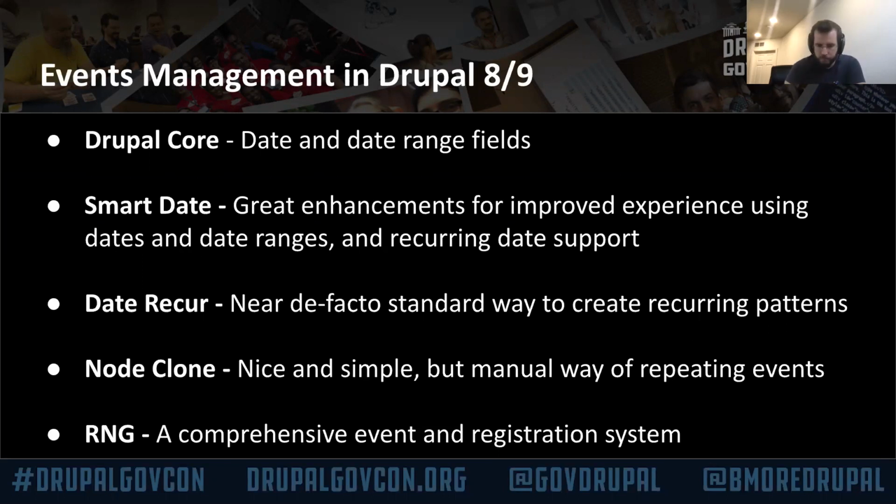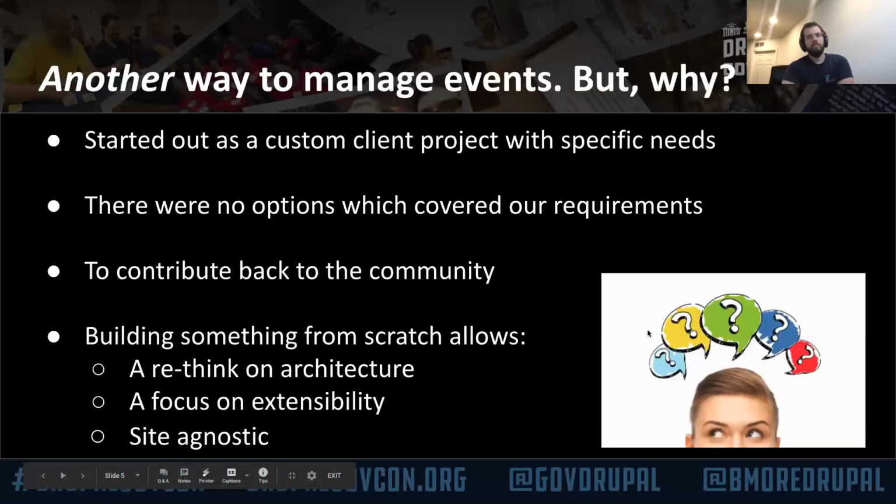Then there's Node Clone. You could simply create a node that has a date and then clone it and change the date, and then clone it and change the date, and effectively you have a recurring event. And then there's also RNG, which is a really comprehensive event and registration system. There's probably more that I've missed, and if one of them is your module, I apologize profusely, but I can't possibly cover everything. So why another way?